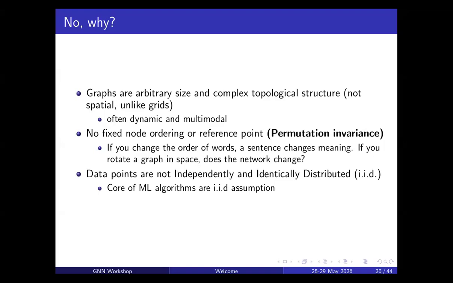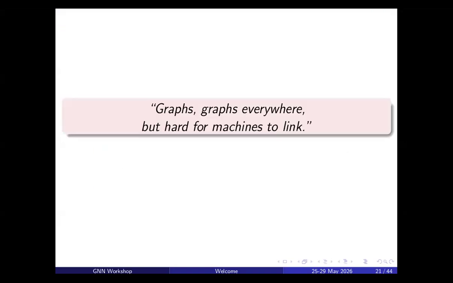And data points are not independently and identically distributed. That is another problem. If you start learning any other machine learning algorithms, there is an assumption that data is coming from an IID distribution, independent and identical distribution. But if you see here, this data is not independent. There is some relationship. The edge shows the relationship or the dependency. So we cannot say that this data or this data is independent in nature.